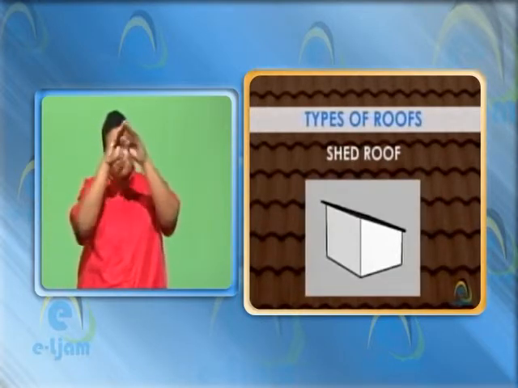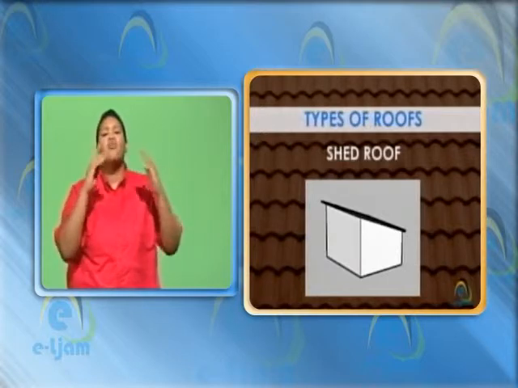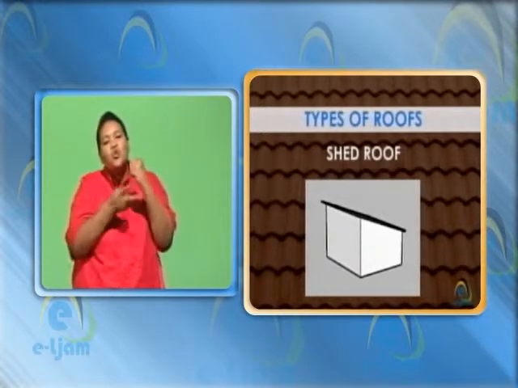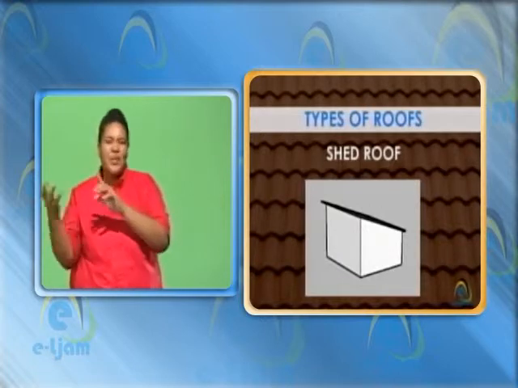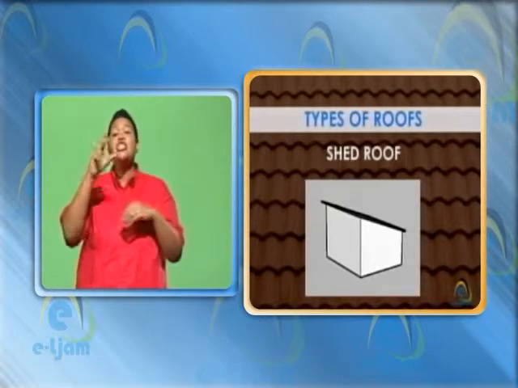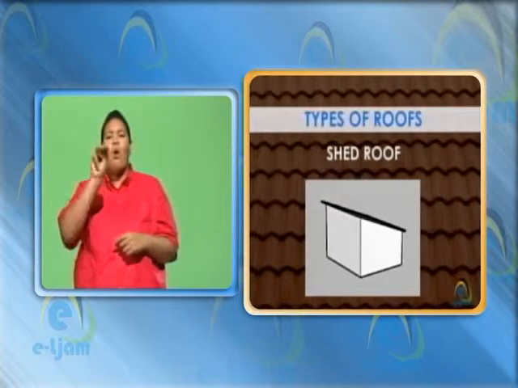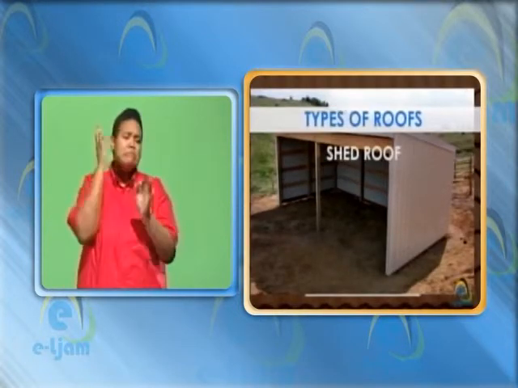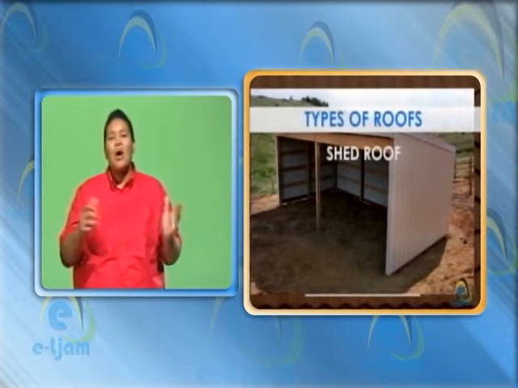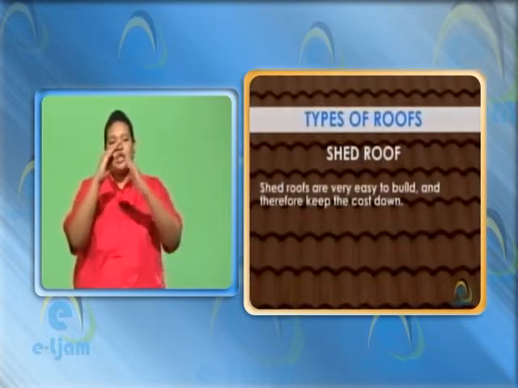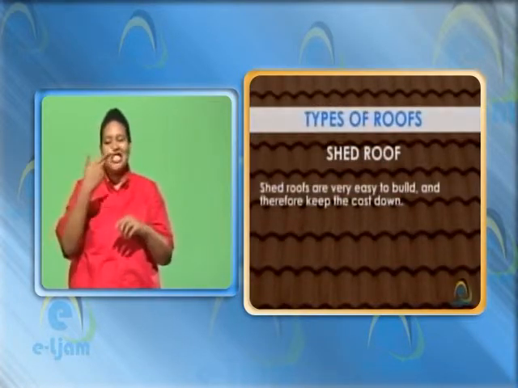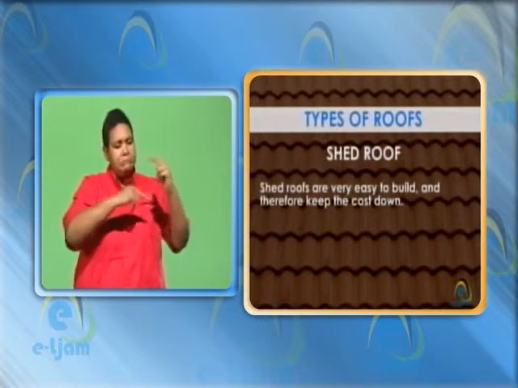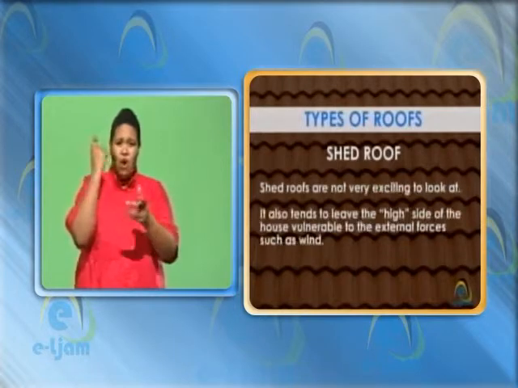Shed roof. A shed roof is a roof which covers a shed, a small structure usually used for storage. Shed roofs can also be done in a hipped or mansard design for more visual variation. The simplest type of shed roof is the style known as a pent roof. Advantage of shed roof. Shed roofs are very easy to build and therefore keep the cost down.